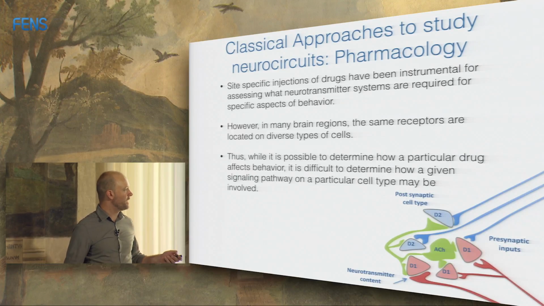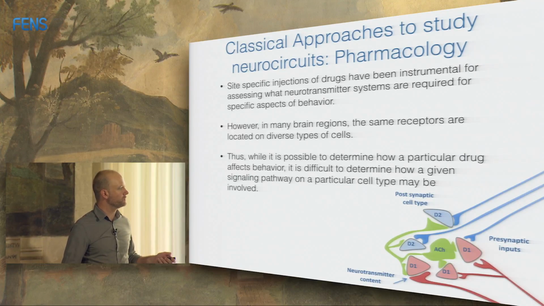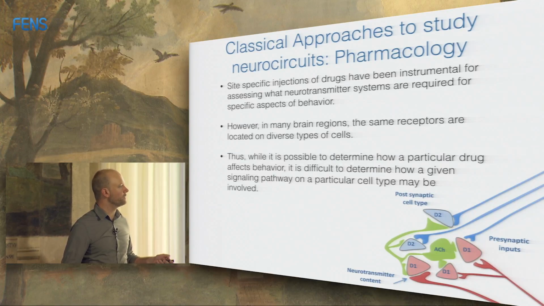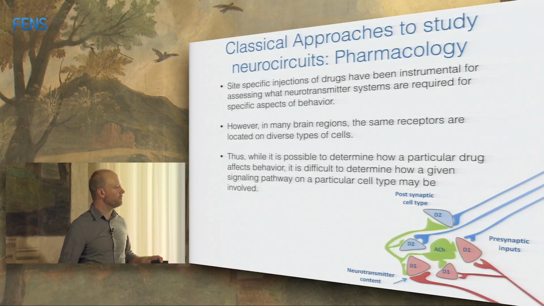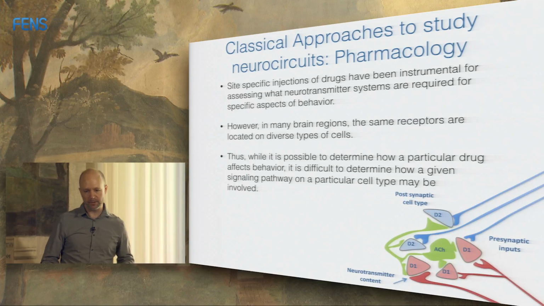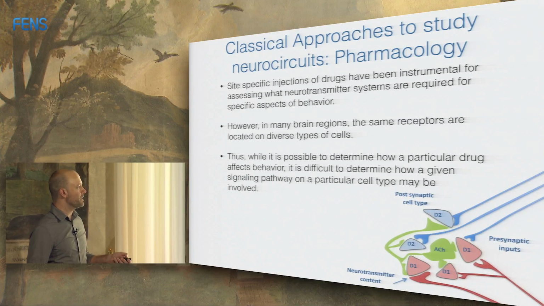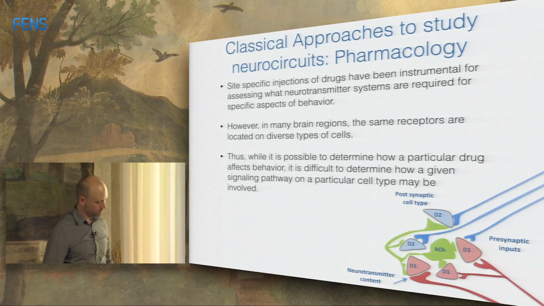And so thus, while it's possible, and this has really been instrumental to determine how a drug affects behavior, it's still very difficult to determine how modulation of a particular receptor signaling pathway may be affecting one cell type or another.